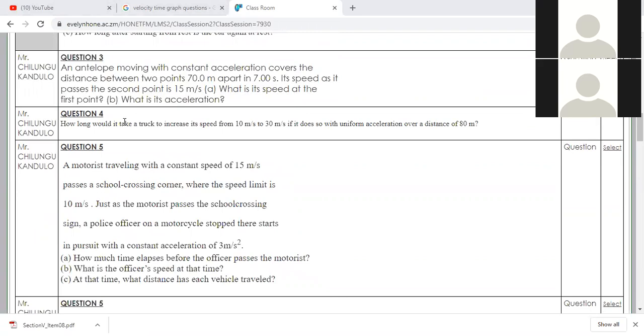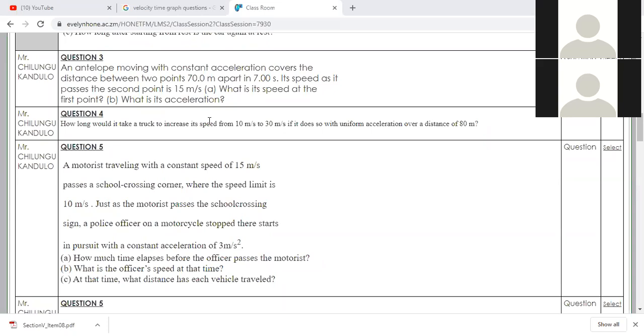The equation, you remember, which says x minus x naught over t equals v naught plus v over 2. It can also be written as delta x over t equals v naught plus v over 2.